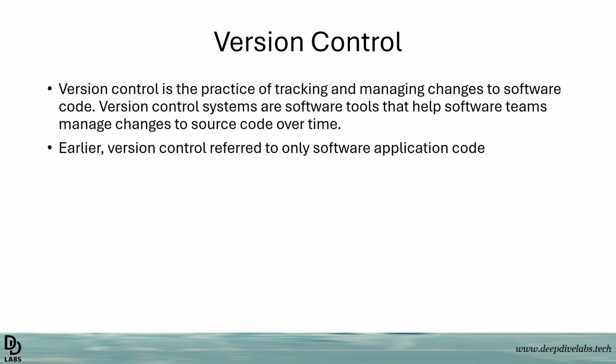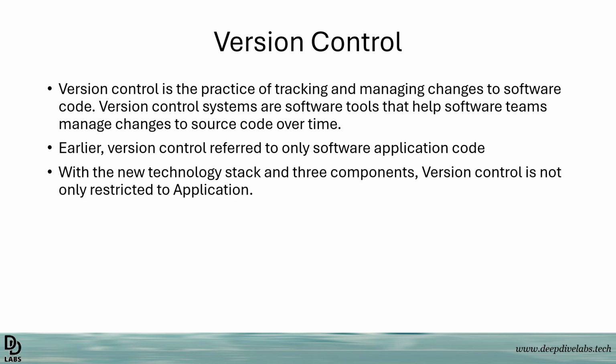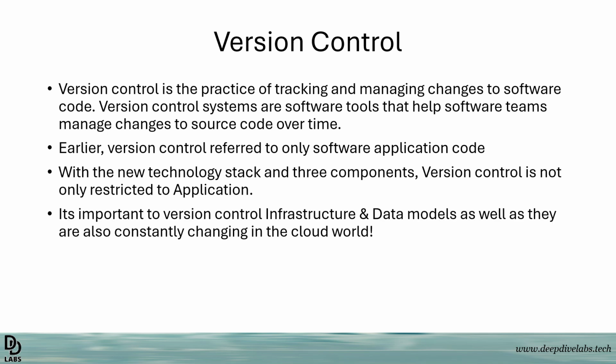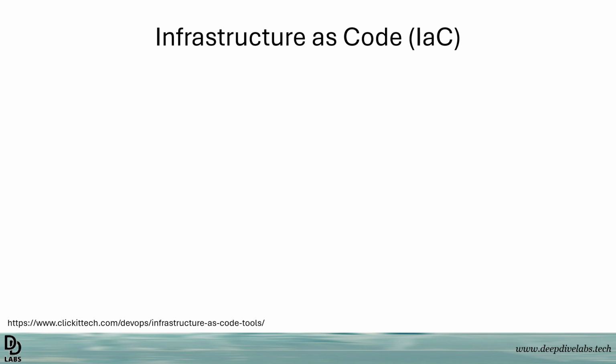Earlier, version control referred, as I said, only to software application code. With the new technology stack and the three components that we saw, version control is not restricted to the application only. It is important to version control the infrastructure and data models as well, as they are also constantly changing in the cloud world. So let's get introduced to a new terminology that has started existing, which is infrastructure as code.